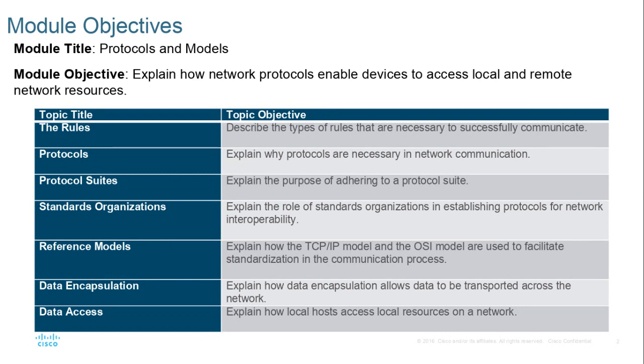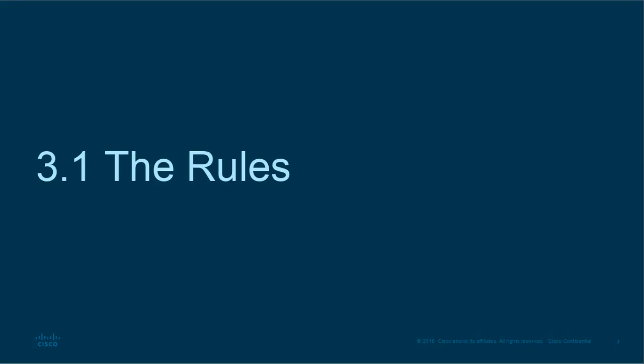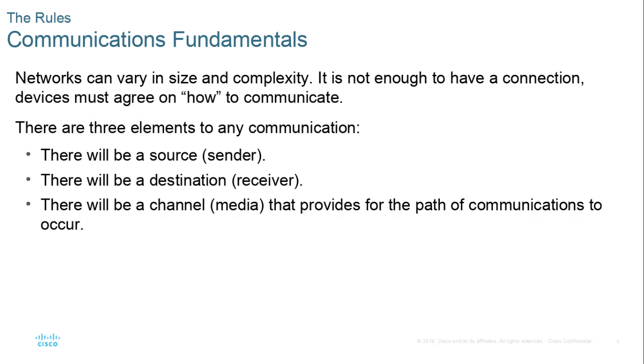And then we're going to look at this concept of data encapsulation. How does a chunk of data, like that thing you're sending to the printer, or that page from that web link that you click, get encapsulated in packets and sent back, so you can see it on your web browser screen? And the last thing is data access: how do local hosts access resources on the network? So let's get going and look at the rules.